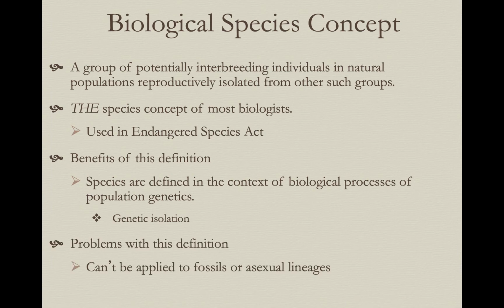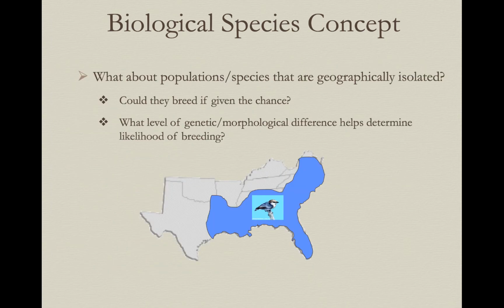Now, there are some problems with this definition. You can't apply this to fossils. Comparing different fossils that you find, you could apply a morphospecies concept if they look different to a significant degree. But you can't see if they could breed, right? There's just no way that you can apply the biological species concept here. And if it's an asexual lineage, again, potential that two individuals could breed is just irrelevant. It's a moot point.